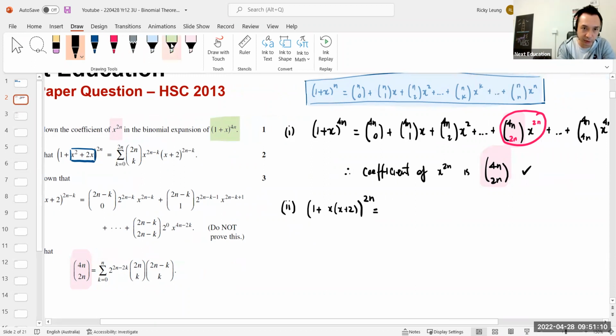Now, just to be clear also, the thing that I want you to prove here, what is that really? That is basically saying when you sub in 0, you get 2n choose 0 times x to the power of 2n minus 0 times this guy, x plus 2, to the power 2n minus 0, plus 2n choose 1, x to the 2n minus 1, x plus 2 to the 2n minus 1, etc.